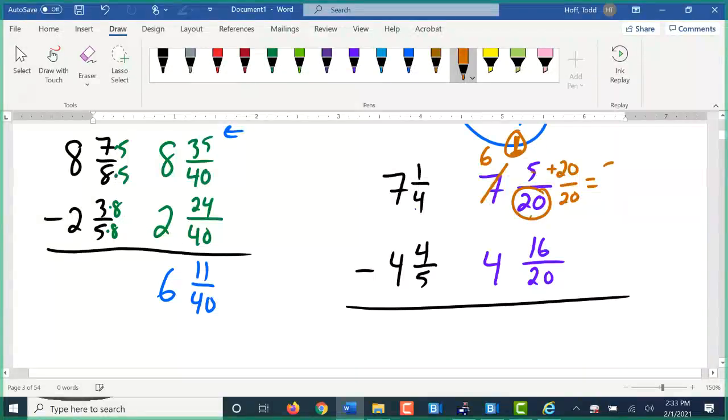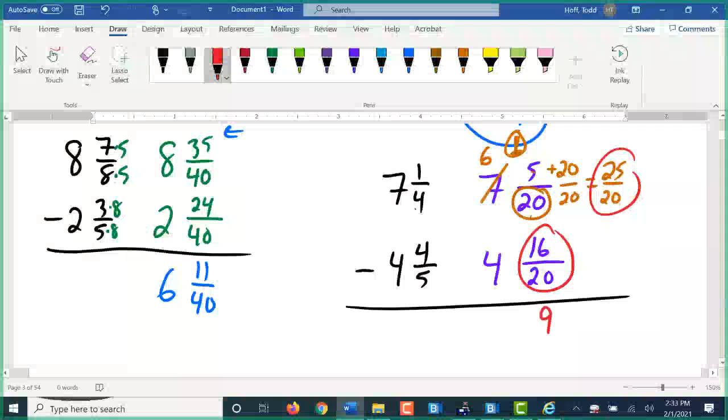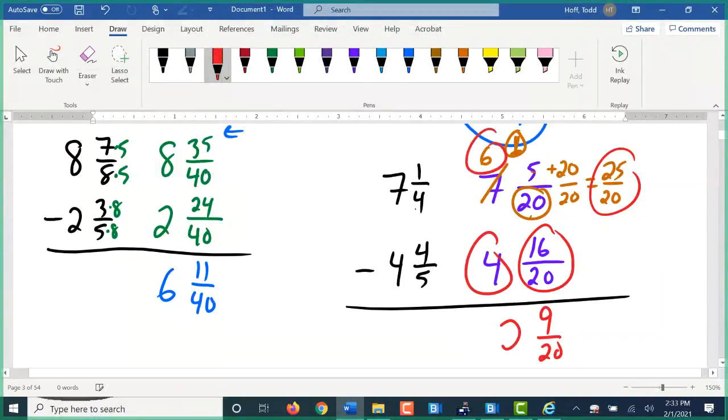5 plus 20 is 25. After borrowing one, that's now 25 20ths. 25 minus 16 is 9 20ths. 6 minus 4 is 2. Let's do one more example of borrowing.